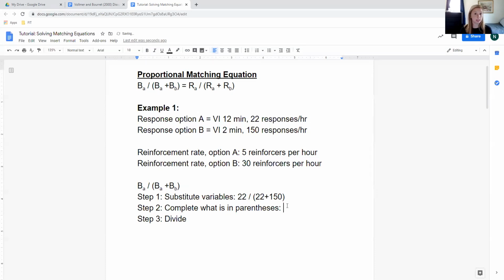Next step, complete what's in the parentheses. We'll keep our 22 and carry that down, but we will complete the parentheses, 22 plus 150, and that's going to be 172. And then lastly, we will divide. Now I'm going to take that 22 and divide it by 172. So that's 0.127. We'll say 0.13 and use our standard rounding rules. Now we have a value for that side of the equation.